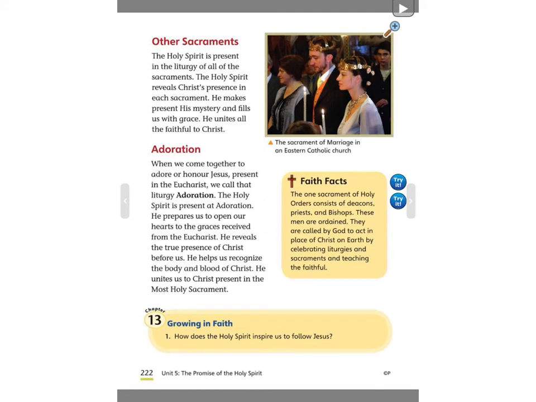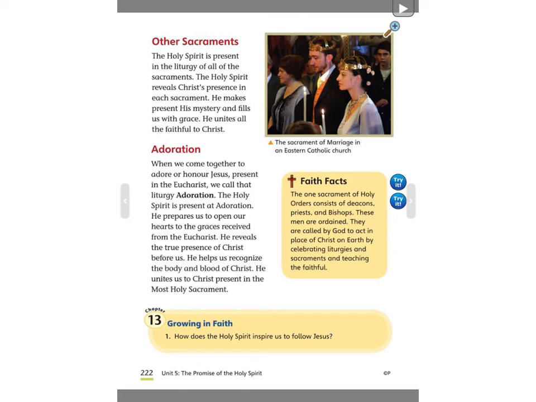So other sacraments. The Holy Spirit is present in the liturgy of all of the sacraments. So that means like baptism, First Communion, First Reconciliation. The Holy Spirit is there. The Holy Spirit reveals Christ's presence in each sacrament. He makes present his mystery and fills us with grace. He unites all the faithful to Christ.